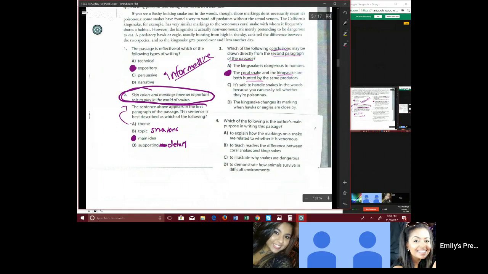So that allows us to say they must be hunted by the same predators if having the same markings will prevent the king snake from getting eaten. The king snake is not dangerous to humans in A. That would be backwards. The coral snake is the one that is.